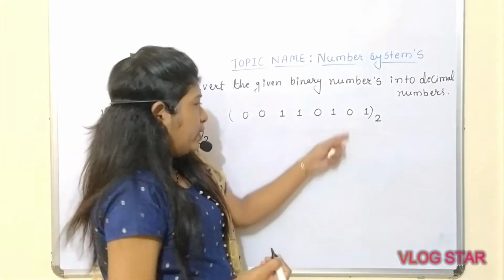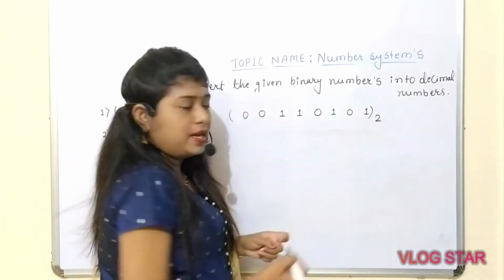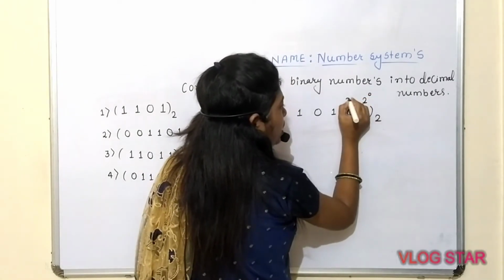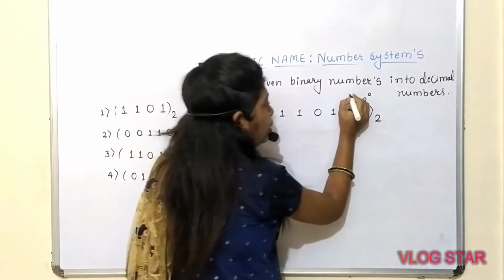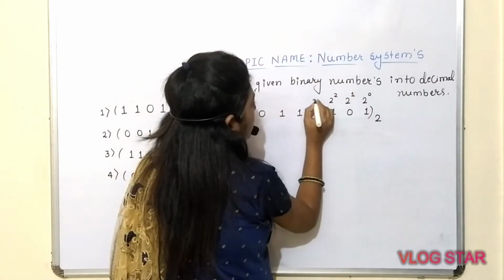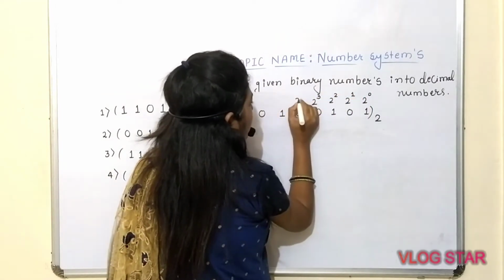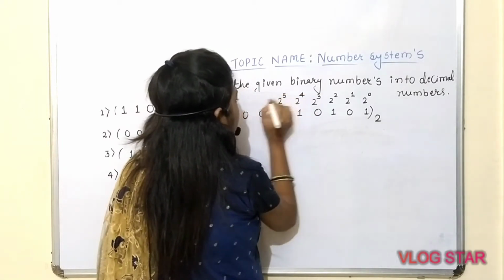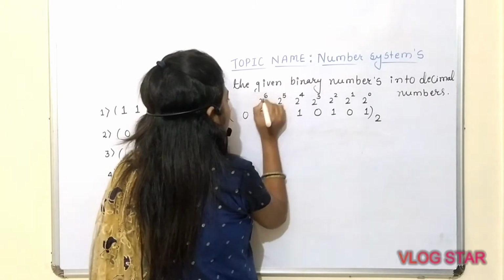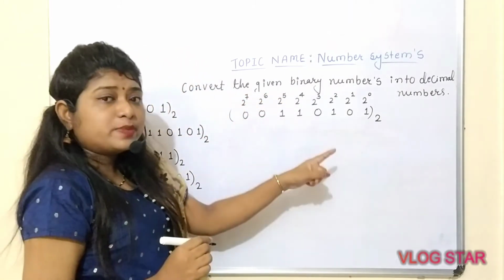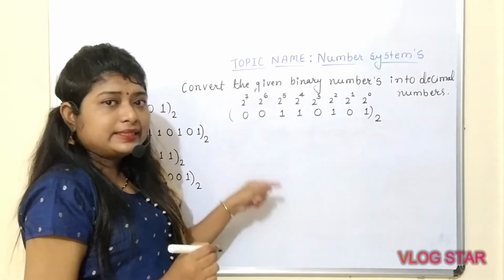Now let's begin with the unit place number. So what you need to do? Here you have to write 2 raised to 0. Next would be 2 raised to 1. Next 2 raised to 2. Next 2 raised to 3. Next 2 raised to 4. Next you need to apply 2 raised to 5, 2 raised to 6, 2 raised to 7. What would be the next procedure that you need to apply in this case?